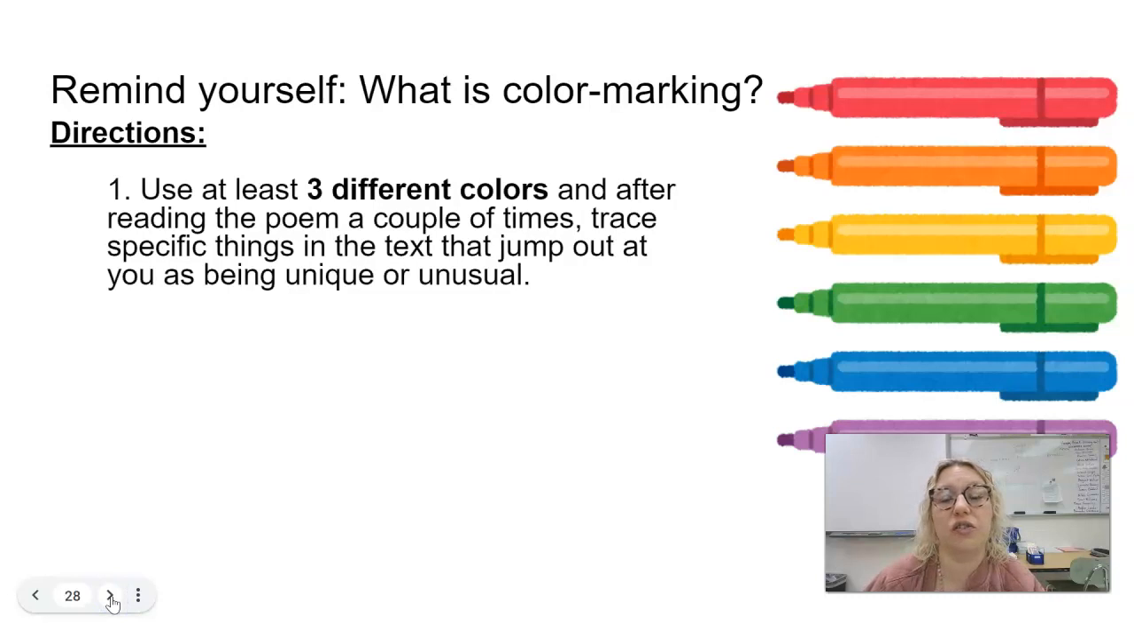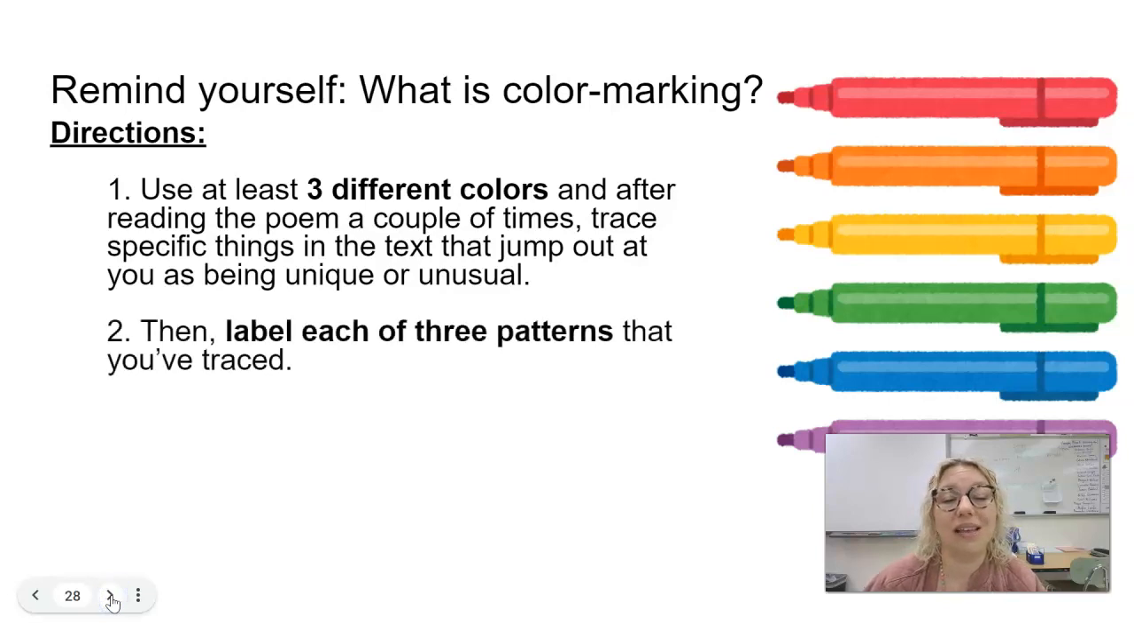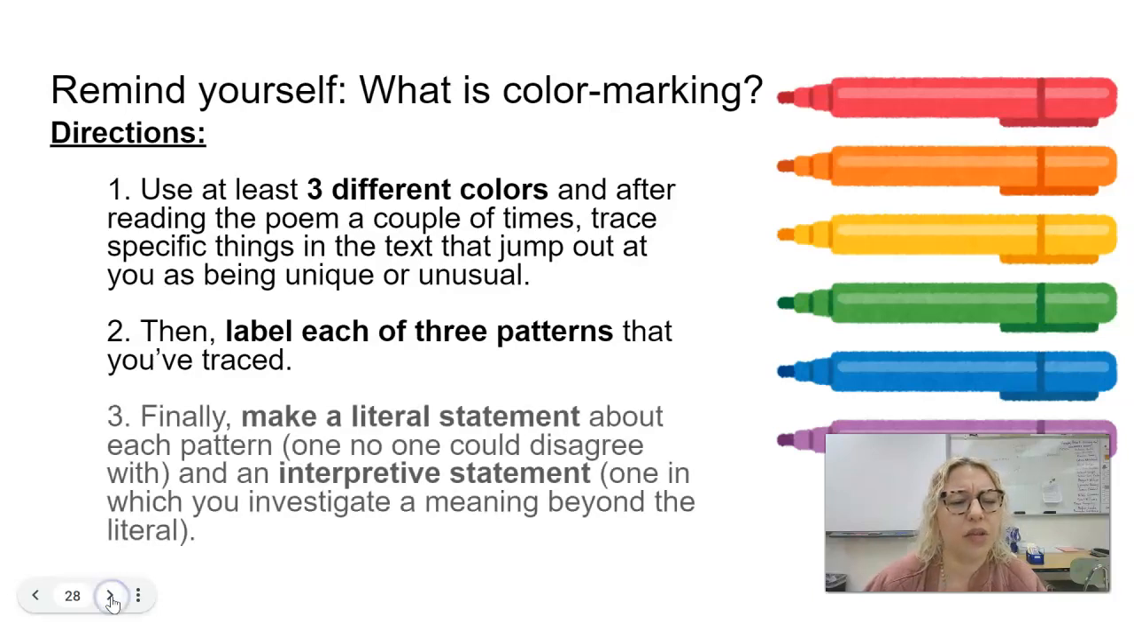The first is to look for some interesting patterns of language. Trace something specific that jumps out at you as being unique or unusual. The next thing is to label the pattern and try to be as specific as you can, and use literary words too, if that works. And then finally, make a literal statement about each pattern.